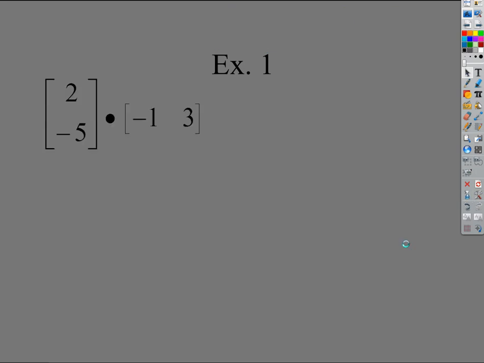I'm going to skip through this. What about this guy? What if I want to multiply a 2 by 2 times a 2 by 2? The graphics aren't working. Now that multiplies, doesn't it? The inside dimensions are the same. How does that work here, though?